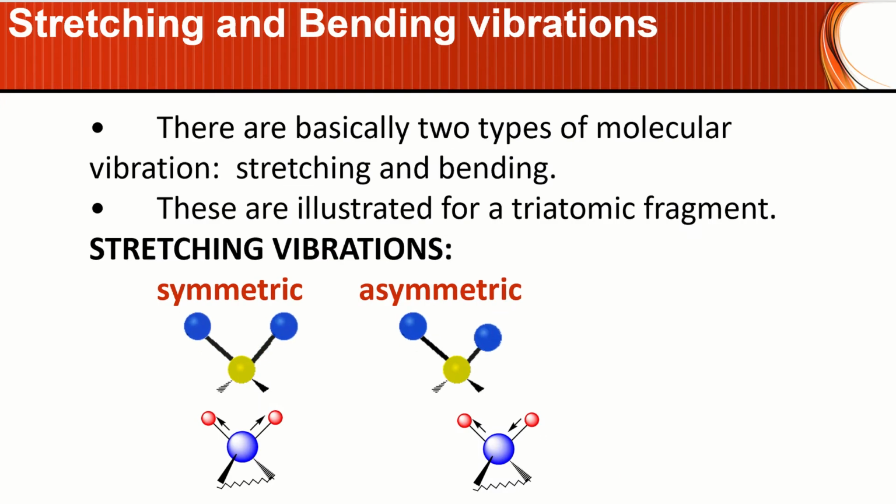Now on the video, you were introduced to these vibrations, and I'm sure you may have met them before in your chemistry career. So just to mention again, our stretching and bending vibrations. So there are basically two types of molecular vibrations. They are stretching and bending. These are illustrated for a triatomic fragment. So obviously tri means three, so three atoms in that compound or fragment, sorry. So fragment means that it's part of a molecule, right?